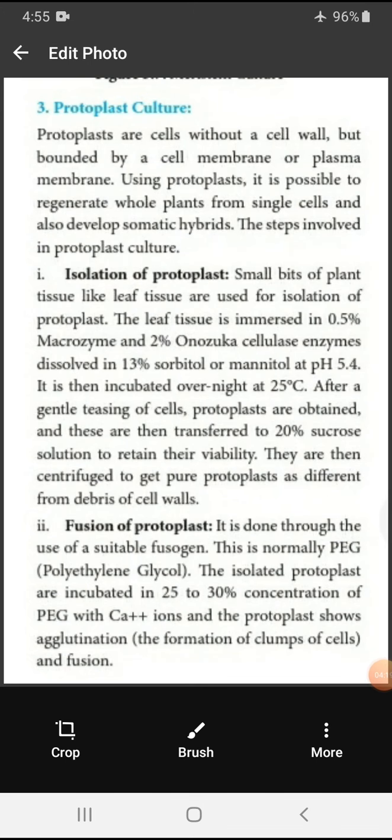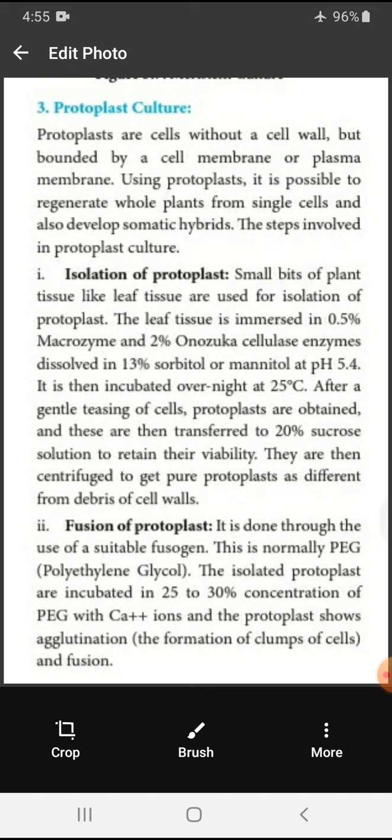So we saw this video for isolation of protoplast. In our syllabus, we are going to discuss the enzymatic method. Small bits of plant tissue like leaf tissue are used for isolation of protoplast. The leaf tissue is immersed in 0.5% macerozyme, 2% cellulase enzyme dissolved in 13% sorbitol or mannitol at pH 5.4. In the enzymatic mixture, the pH is adjusted to 5.4. Then it is incubated overnight at 25 degrees Celsius.